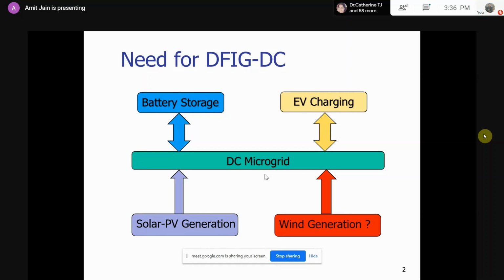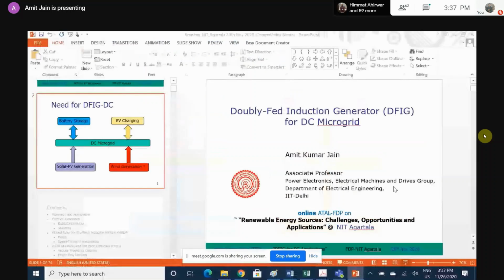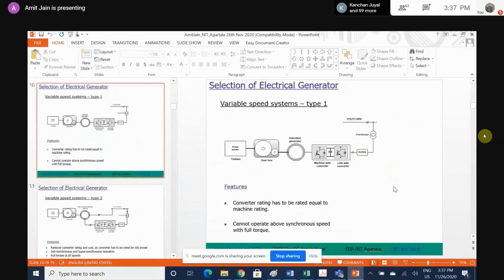Now, how to integrate the wind generation into this? That was always the question, because it's another popular source of energy. So maybe I'll go back and forth in my slides.